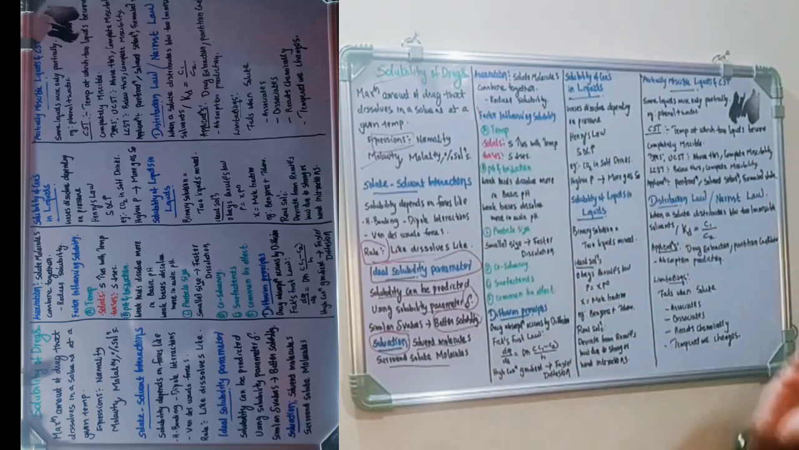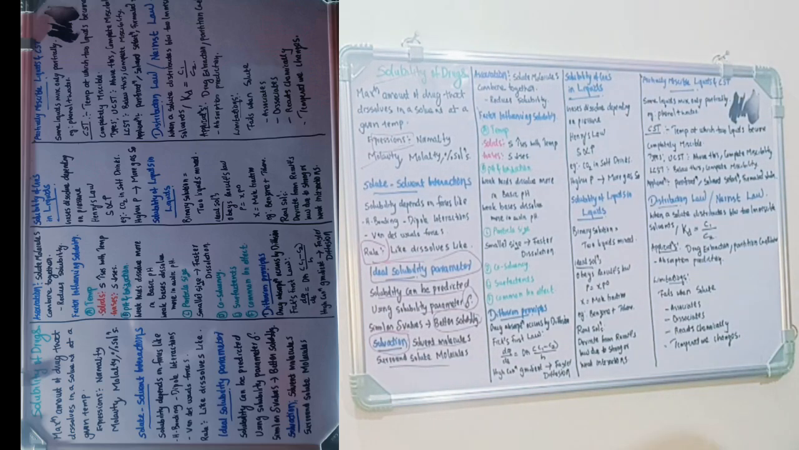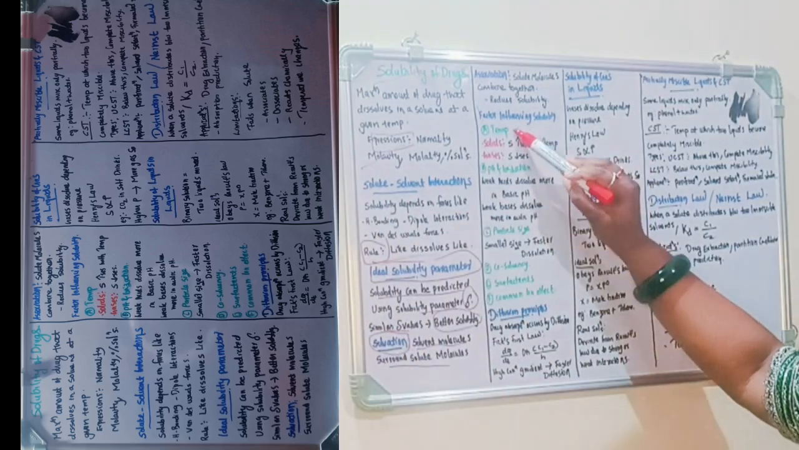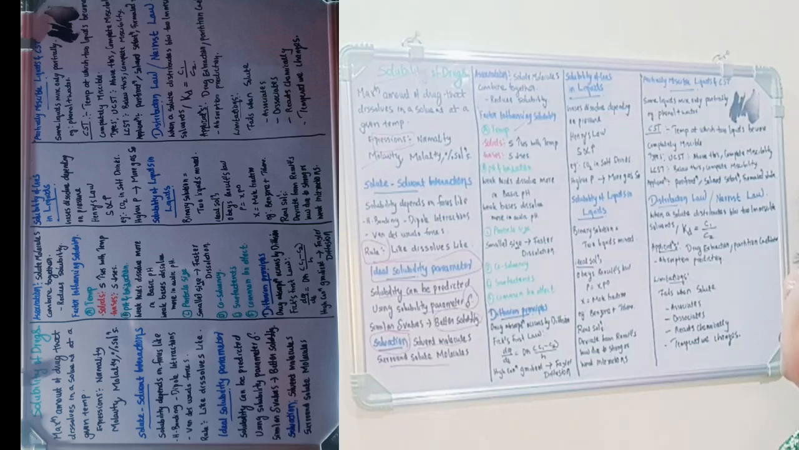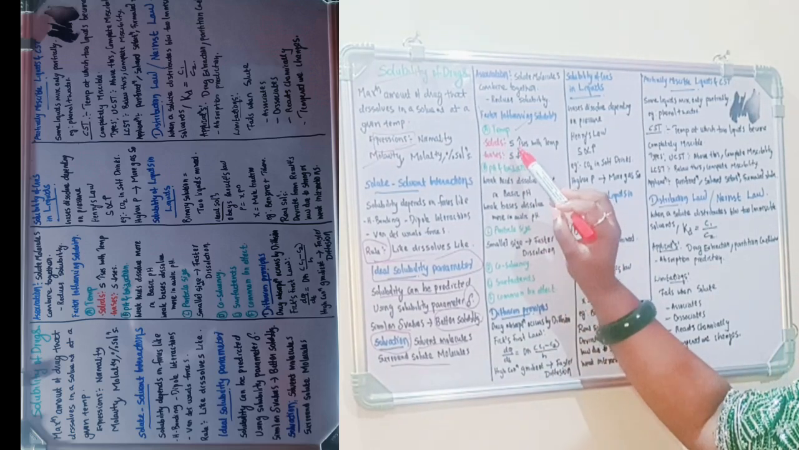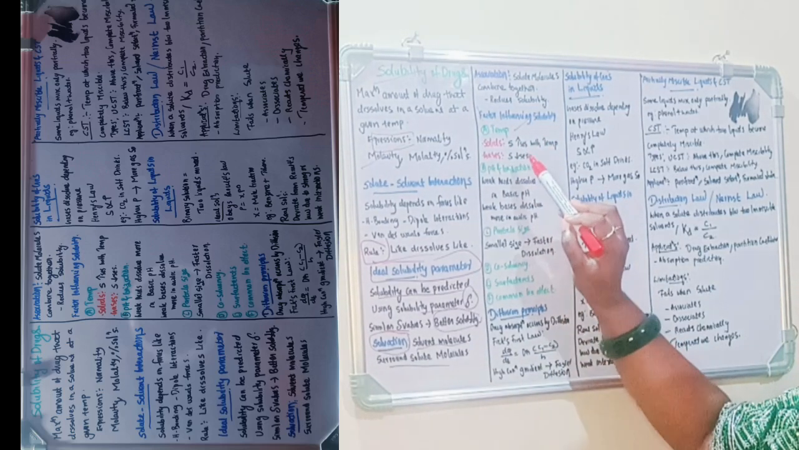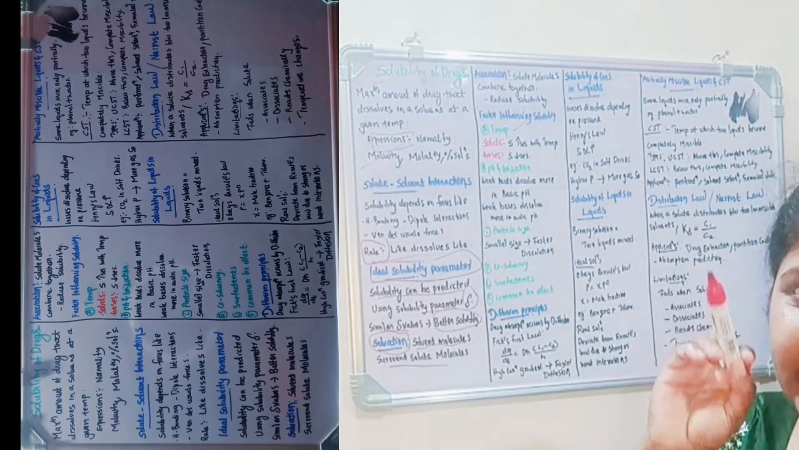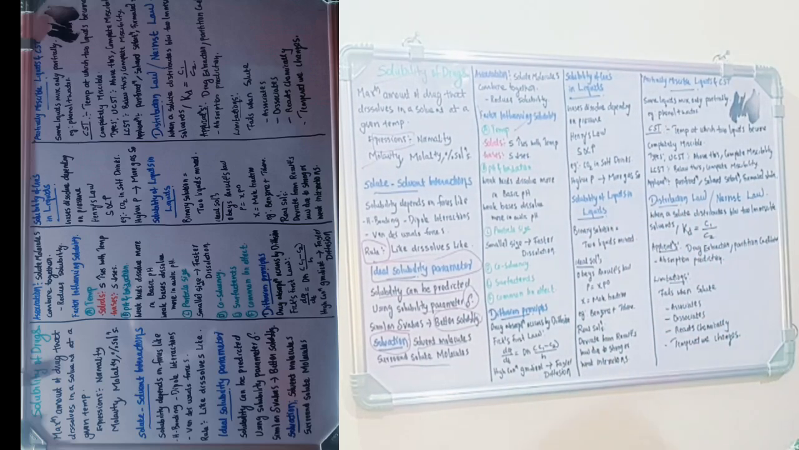Next comes the factors affecting or influencing the solubility of drugs. This is a 5 mark as well as a 10 mark question, so you have to study in detail. The first one is temperature. In the case of solids, the solubility increases with increasing temperature. But in the case of gases, solubility decreases with increasing temperature.